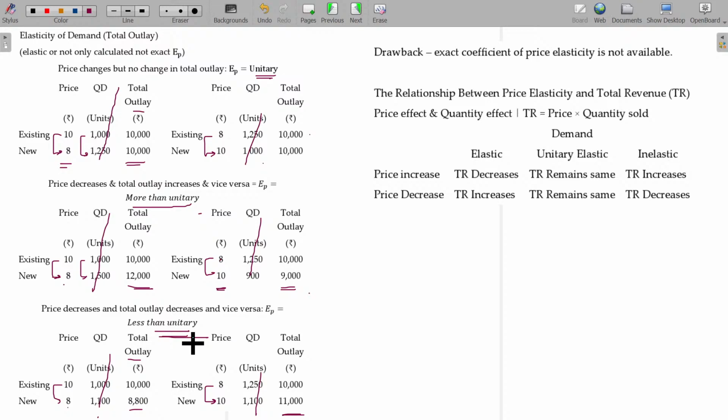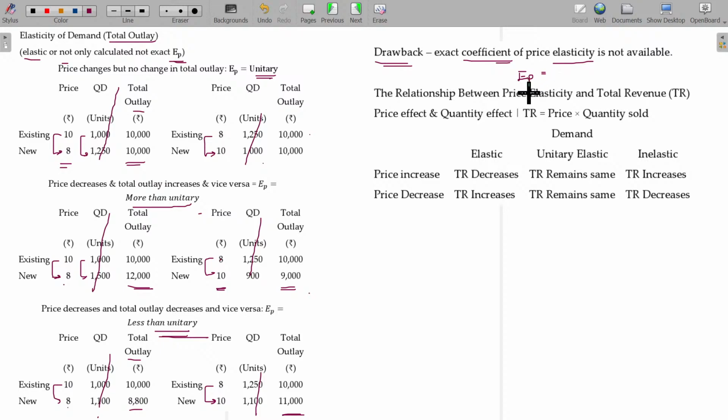In such a way we can compare in the total outlay method. Elastic or not is only calculated under elasticity of price, especially the total outlay method. We never bother about the magnitude, exactly 5%, 6% or less than 1.52. In such a way we will not be able to calculate here. And the drawback here is that the exact coefficient of price elasticity is not available. What is elasticity of price with respect to the quantity demanded?